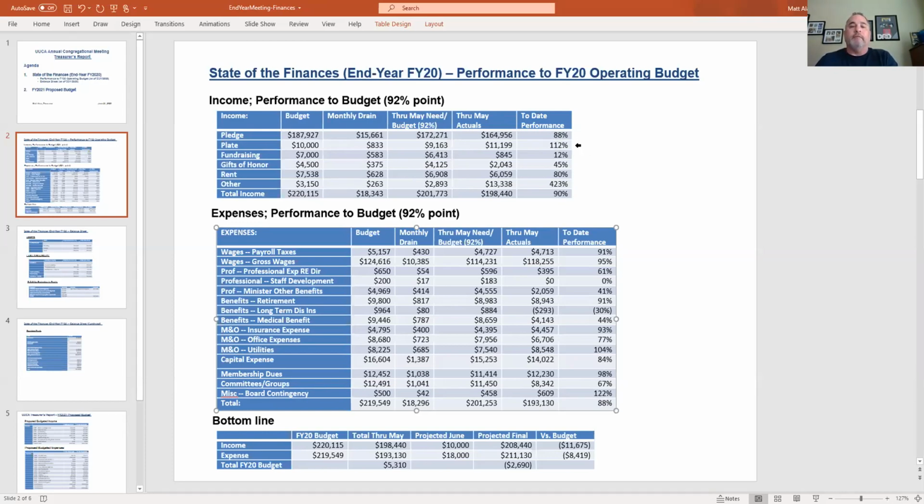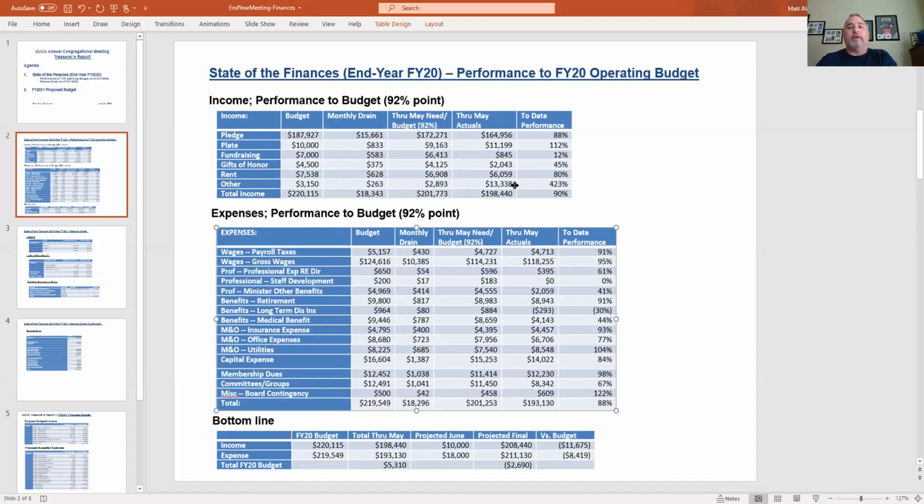Plate, we're doing very well with, which is a good thing, especially considering the virtual services. Two areas where we've performed very poorly are fundraising and gifts of honor. We had high goals of 7,000 and 4,500 respectively, and we've come in at 845 and 2,000. Of course, COVID has impacted that, but that doesn't speak for the first 3 quarters of the year. Rent, we're doing pretty much online. It's been a bit impacted by COVID.